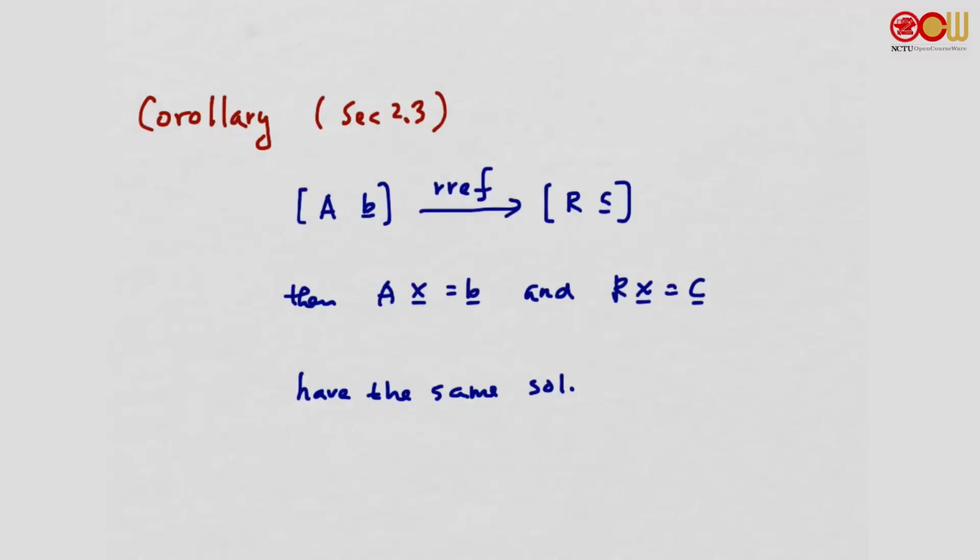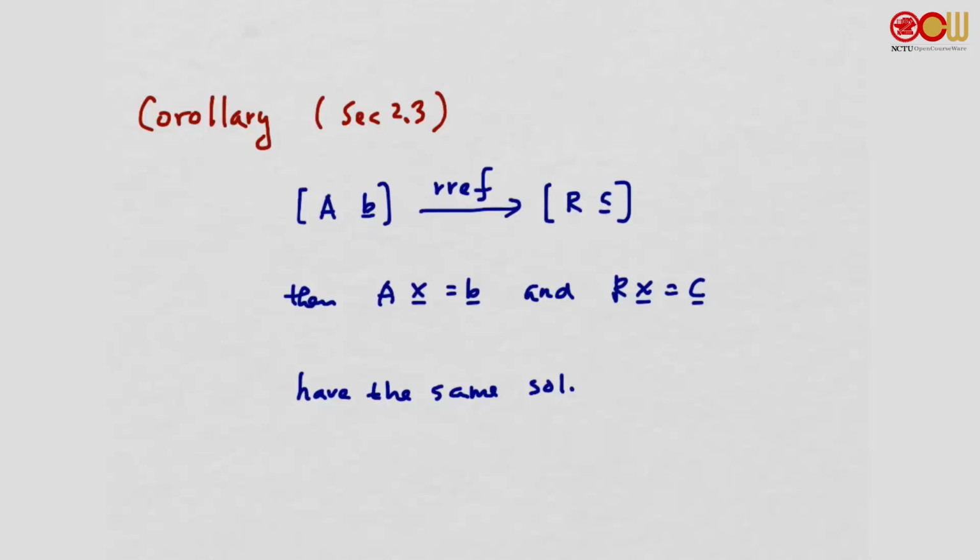Let's go back to a corollary in section 2.3. Suppose we have an augmented matrix A and a vector B. The reduced row echelon form of the augmented matrix is R and C. Then AX equal to B and RX equal to C have the same solution. This is a result that we had promised we were going to show in section 1.3 when we talked about the solution of systems of linear equations.